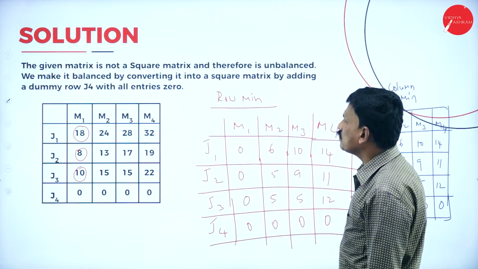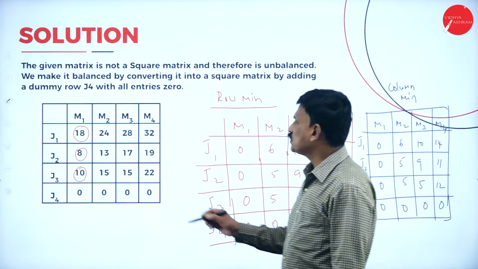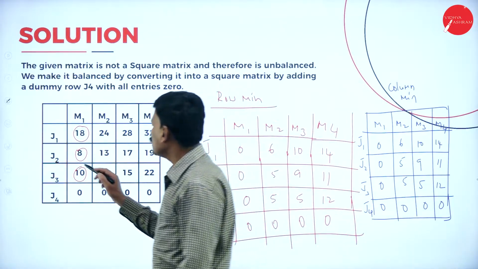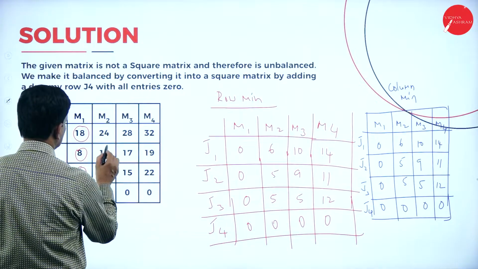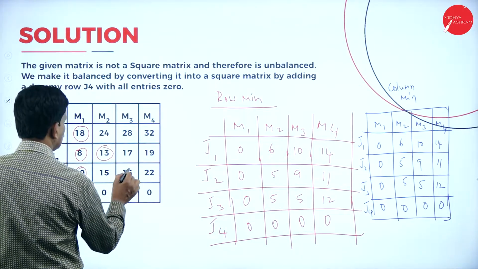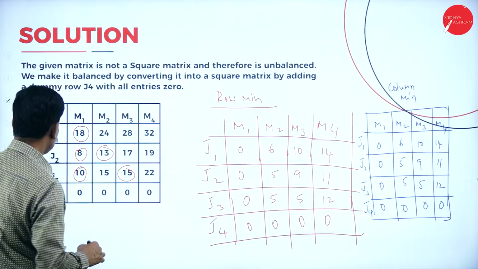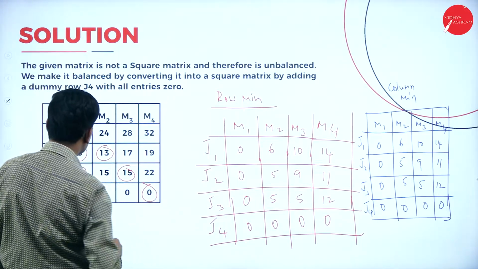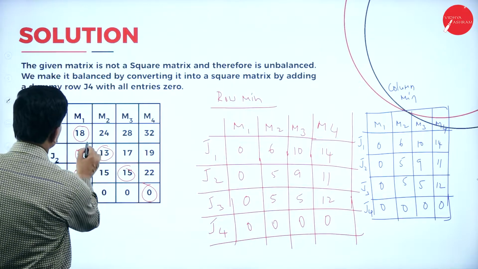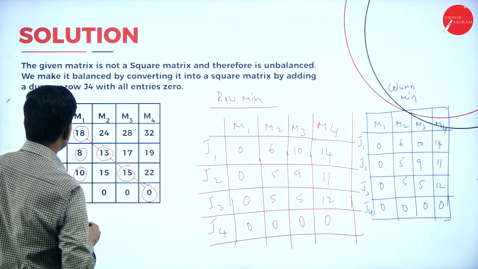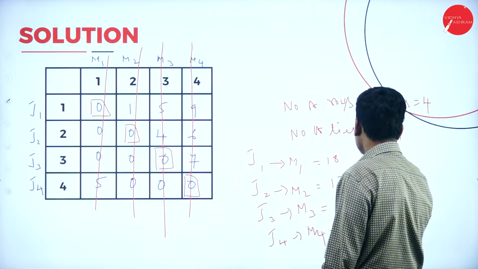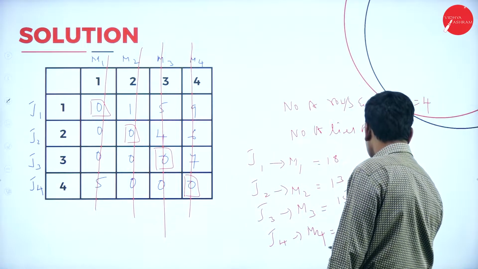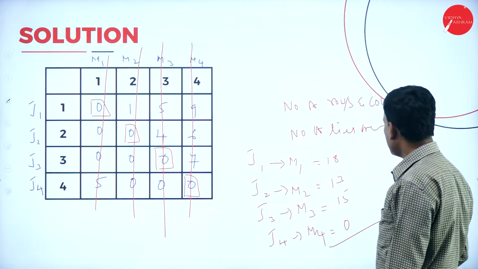Now come to the initial problem. So J1 to M1 is 18, J2 to M2 is 13, J3 to M3 is 15 and J4 this is a dummy, that is 0. 18 plus 13 plus 15 plus 0 will give the answer. That's it. So if I add this, what will you get?